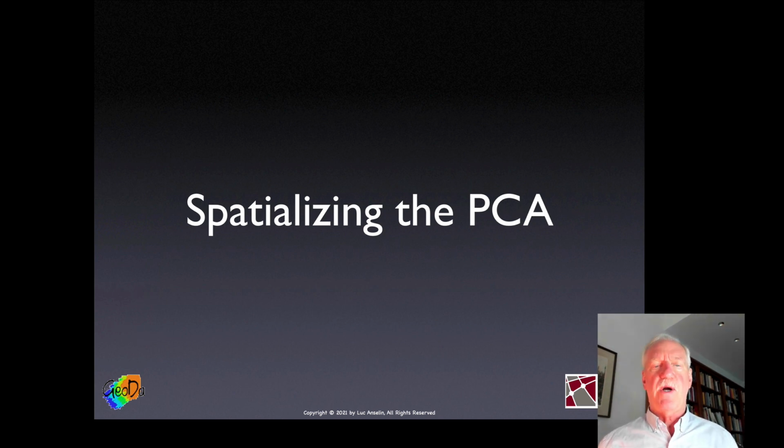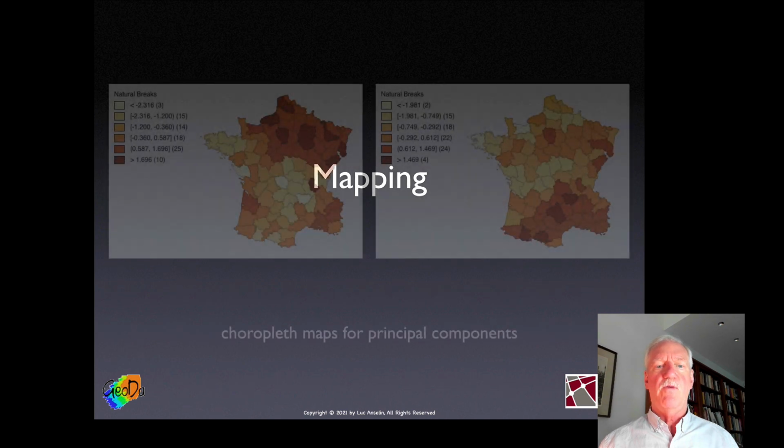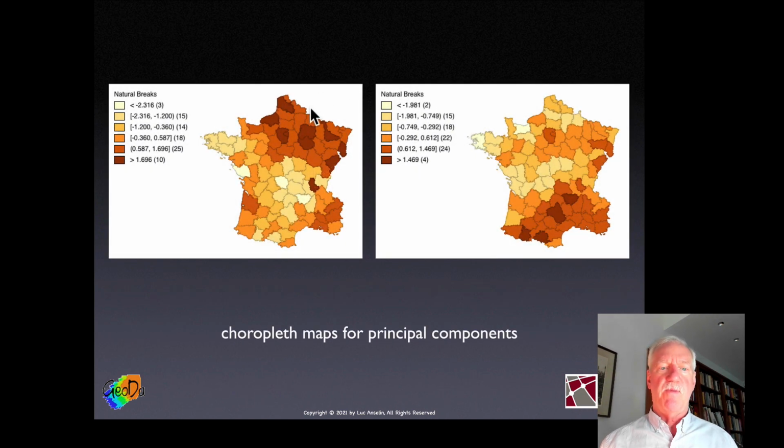This last part is a little bit different, and I would argue fairly unique to my perspective on this, and it is how to spatialize the principal components. And first of all, obviously, we can map them. So this is a natural breaks map of the first principal component. Tend to have high values in the north. The second principal component tends to have high values in the south. But we have to be careful with this interpretation.